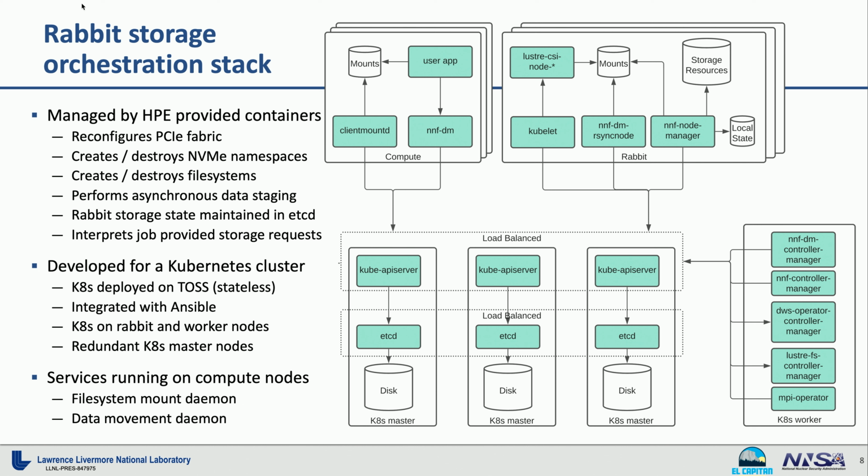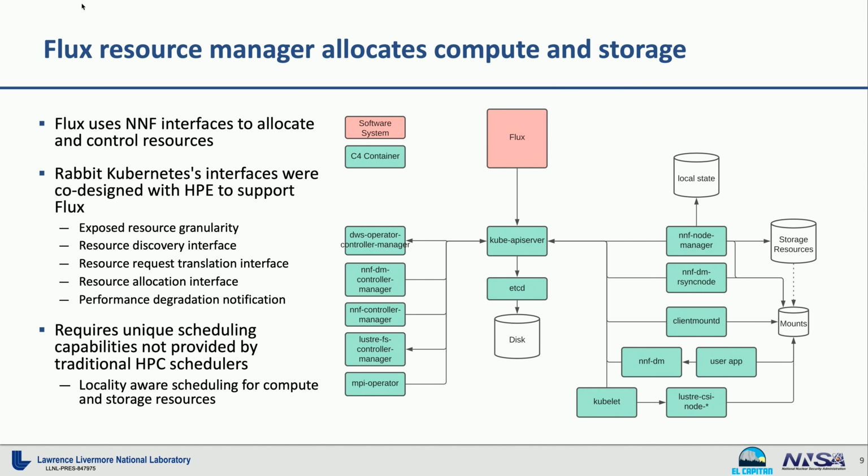On the compute nodes, there are some daemons. Those are much simpler than the rest of the elements in this picture, and those are just for things like mounting and unmounting the file systems on demand on the compute nodes. So we've got now this rabbit storage, and it's managing the rabbits. We've got the software stacks that are managing the rabbit storage. Now we just need a way to coordinate that at the system level, let the users indicate what they need, and so Flux is providing that role.